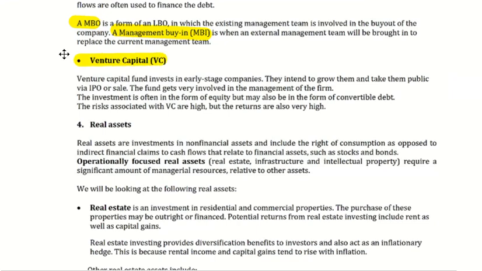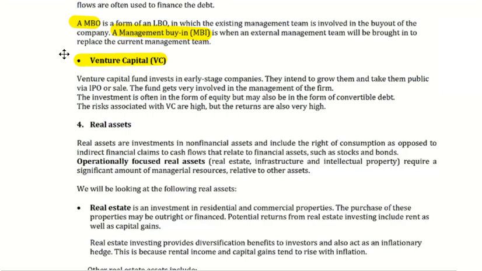You've also got venture capital. Venture capital is, generally speaking, we talk about it as being very early stage investment in companies. Most of these are not successful. Those that are successful are highly successful, and obviously you make your money then on those.